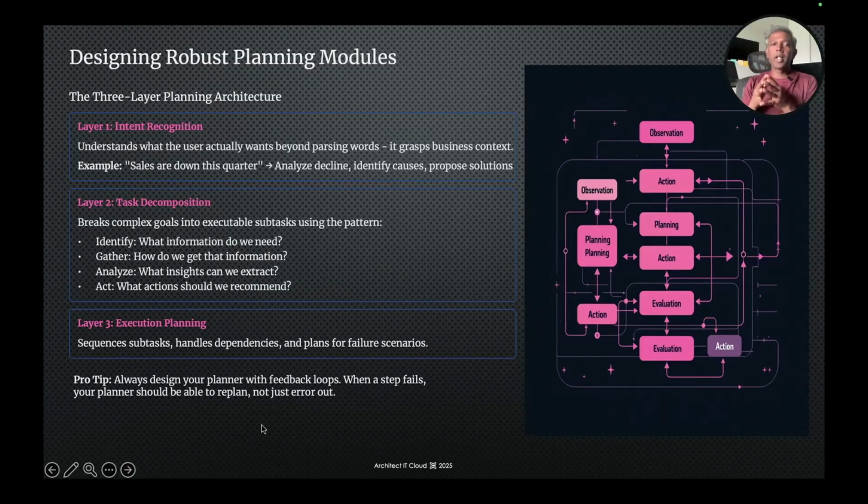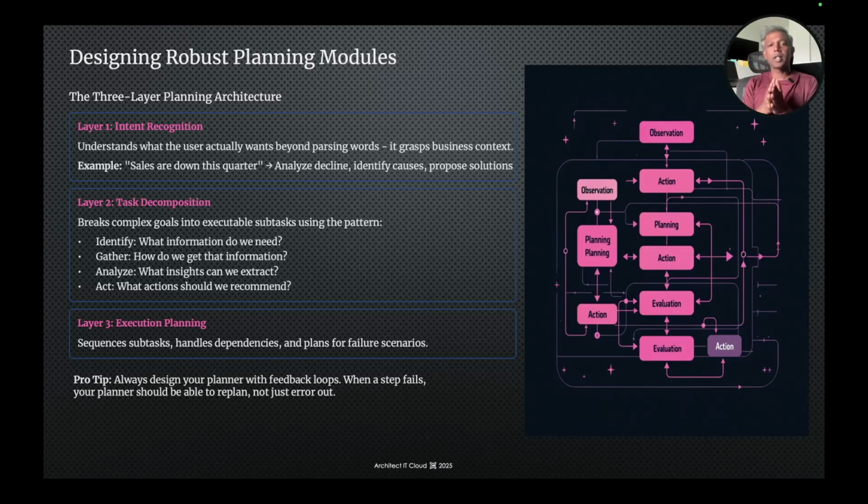And how are you going to design these robust planning modules? When it comes to creating the modules to execute this particular agent architecture, you must clearly define these layers. The first layer is the intent recognition layer. It understands the business context.